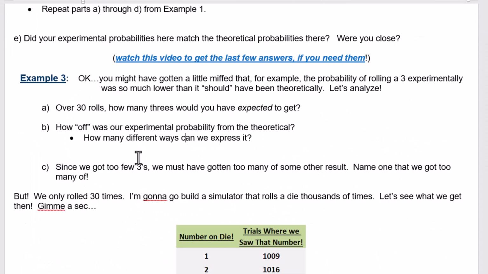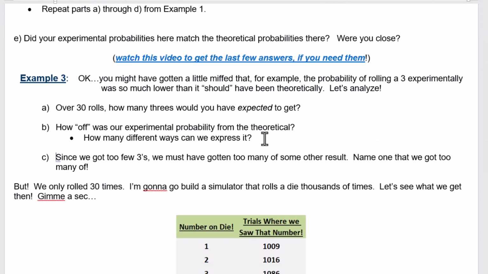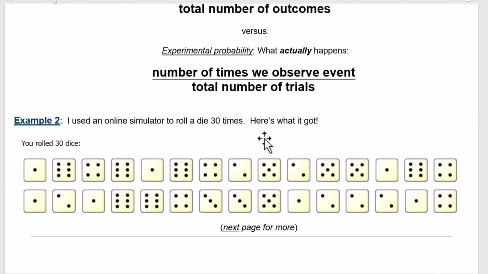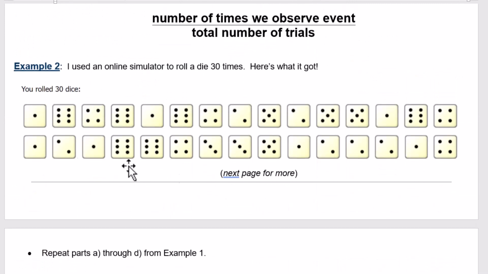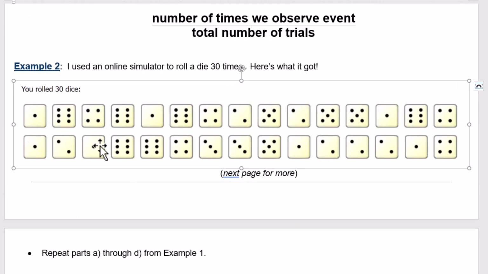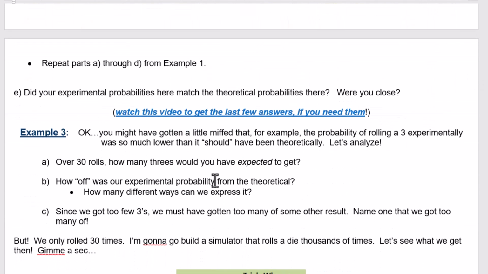Since we got too few 3s, we must have gotten too many of other results. Okay, let's go back and look. Well, the obvious one is 1. 1, 2, 3, 4, 5, 6. Yeah, we got 7 1s. That's way too many. Well, I shouldn't say it's way too many. It's 40% too many because we got 7 where we should have gotten 5. Looks like there's a lot of 6s. 1, 2, 3, 4, 5, 6. Yeah, we got too many 6s as well.